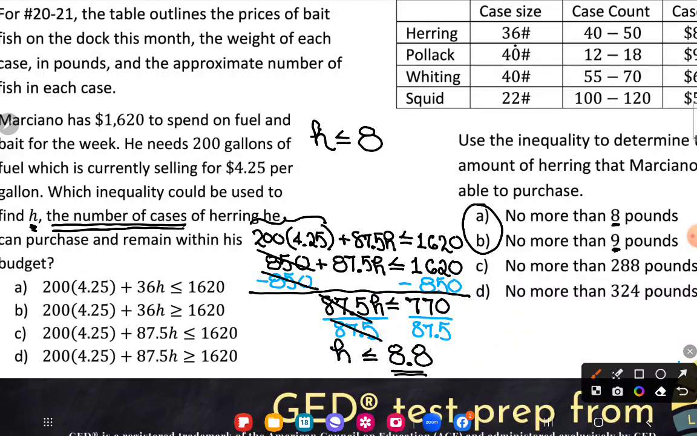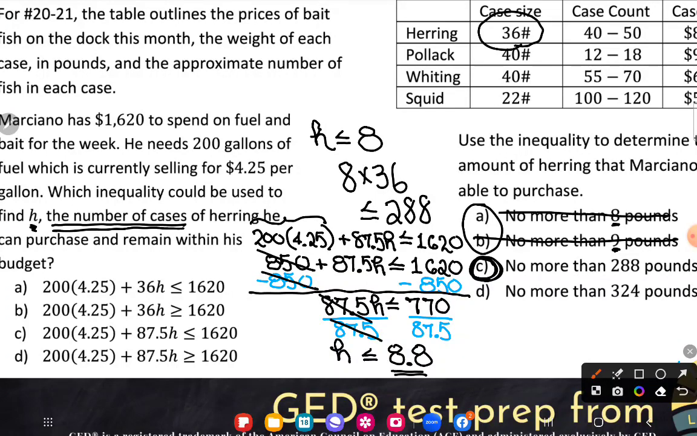Now that we know that, let's deal with the case size. If he's buying 8 cases and each one of those 8 cases is 36 pounds, well then, he is going to be able to buy 8 cases times 36 pounds each, or let's see, 8 times 36, 288 pounds. Now, of course, he was able to buy 8 cases or less, so he could certainly get less than 288 pounds or equal to 288 pounds, but he can't get any more than that. The correct answer again is C.